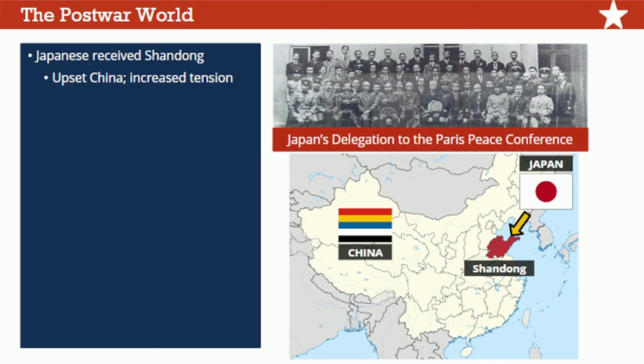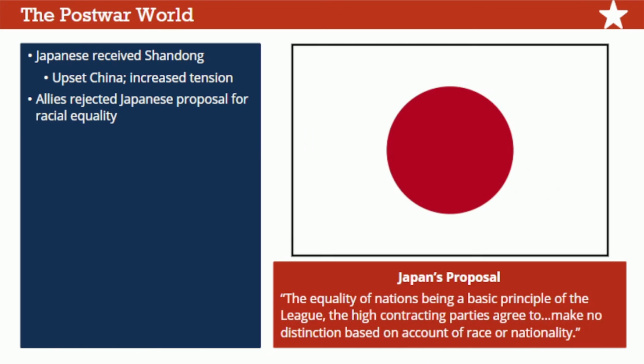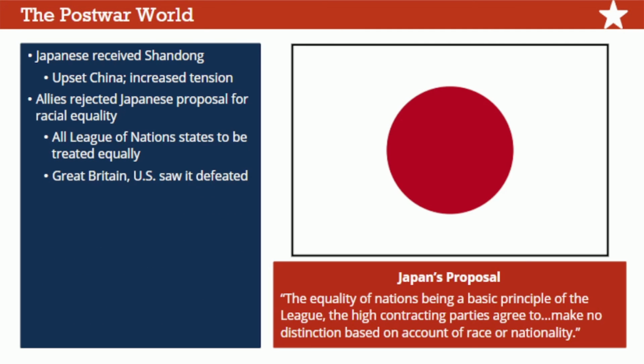But the Japanese were not pleased when the Allies rejected their proposal for a clause proclaiming racial equality in the Charter of the League of Nations. Basically, this clause would have said that all member states were to be treated equally by the League of Nations, regardless of the race or nationality of their people. The leaders of Great Britain, and to a lesser extent Woodrow Wilson of the United States, saw that the proposal was defeated. The Japanese considered this a great humiliation, and it hurt relations between the US and Japan in the decades to come.